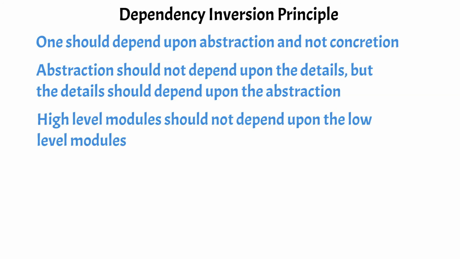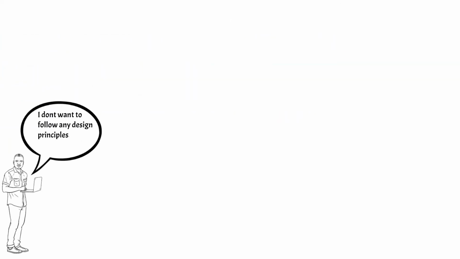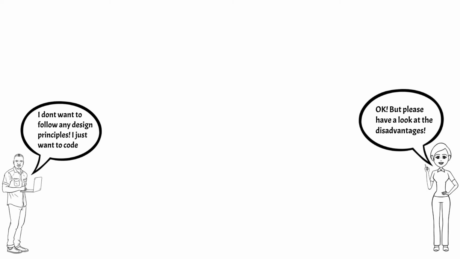So having understood the definitions of these 5 design principles, now let us see why they are so important and why it is basically mandatory to follow these SOLID design principles whenever we are designing an application using object-oriented programming. So first let us try to understand what will happen if you do not follow these SOLID principles or the SOLID design principles.